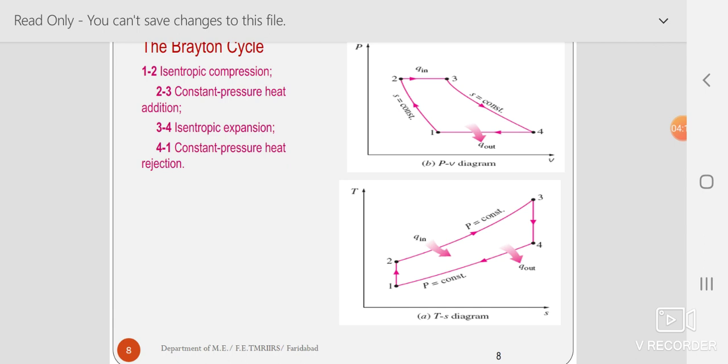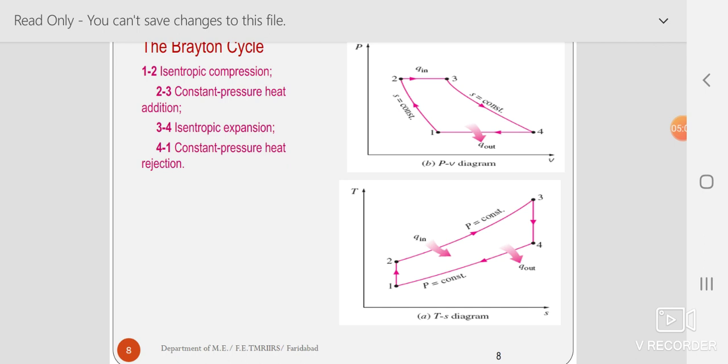Then it comes to the process 3 to 4. At 3 to 4, the pressure drops. This is an expansion process. Because of the expansion, the pressure drops. You remember, in compression, the pressure rises. We compress air, so pressure rises. This is the process 1 to 2. In 3 to 4, we expand, so the pressure falls drastically. That is why you can see from 3 to 4, in the PV diagram, there is reduction of pressure. Then you can see in the TS diagram, from 3 to 4, there is reduction of temperature as well.